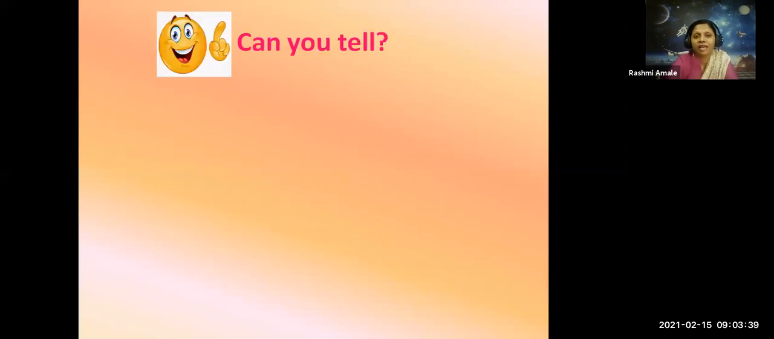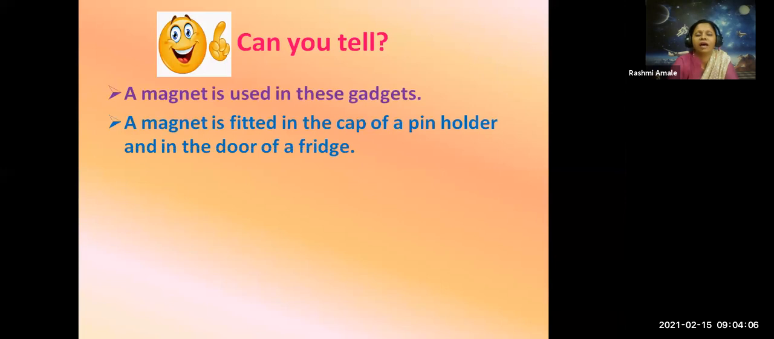So students, in the beginning I asked you some questions. We saw those two gadgets, pin holder and fridge, isn't it? I asked you, when the pin holder is held upside down, why doesn't the pin fall? And even the refrigerator, when we are closing the door from a certain distance, it closes automatically. The answer is that a magnet is used in these gadgets. A magnet is fitted in the cap of a pin holder and in the door of a fridge. Iron objects stick to a magnet. You all know this, isn't it?